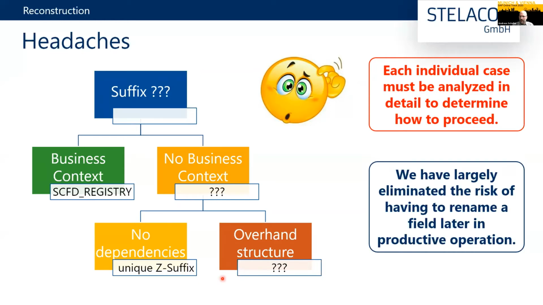Yeah, and in those cases, we decided to make some investigations to see in the debugger what happened. Is the structure included in the database table, and is there an exit point where we can do the mapping by ourselves? And all those things together, then we decided, okay, in this case, we use the same field name because otherwise the application would be broken. Or if there is the possibility, then we created a unique suffix also for overhand structures.